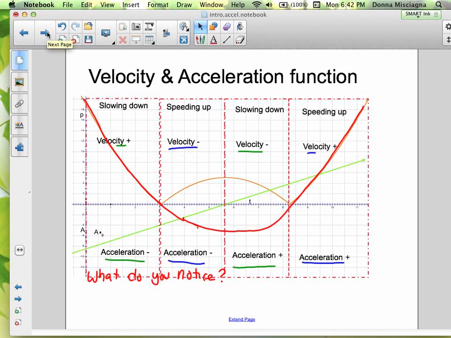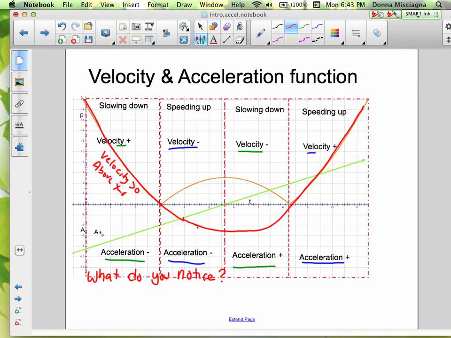So let's take a look at a graph. Notice here velocity is positive from 0 to 5. It is above the x-axis. If we look in that same location, just from 0 to 5, notice the velocity is greater than 0. It's above the x-axis. The acceleration, however, is negative.